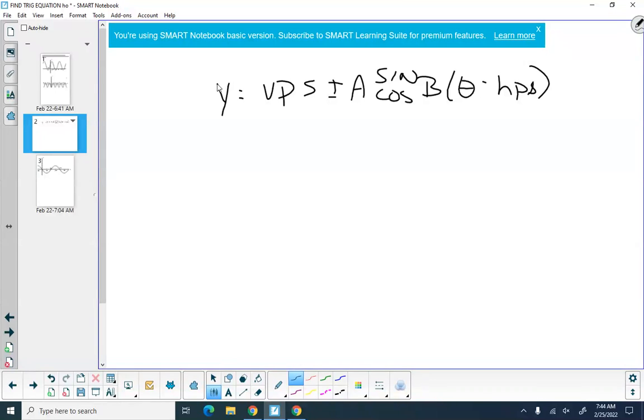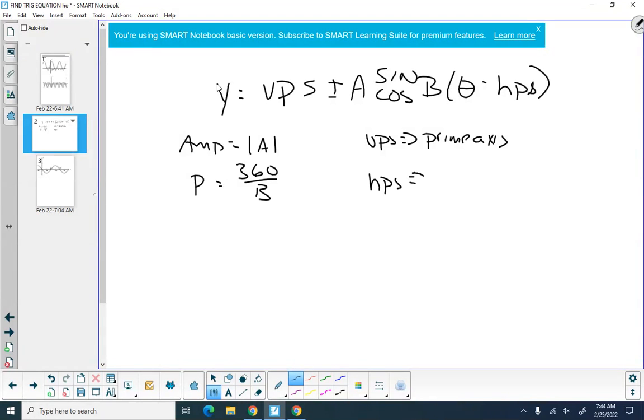Where a, once again, our amplitude, is the absolute value of a. When we talk about the period, this is calculated by 360 divided by b. Our vertical phase shift gives us our prime axis. Our horizontal phase shift gives us our theta start value.